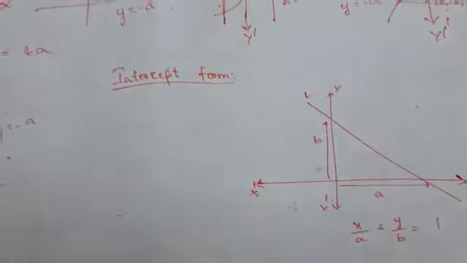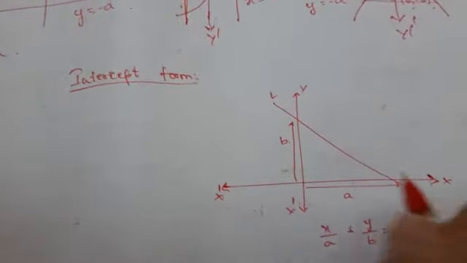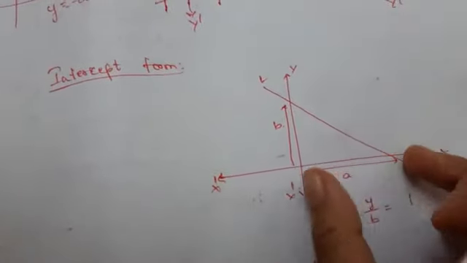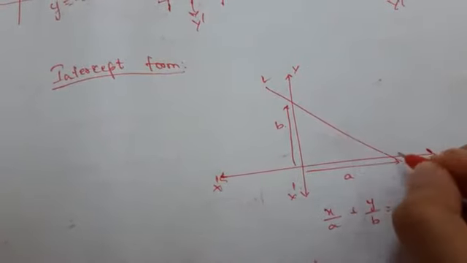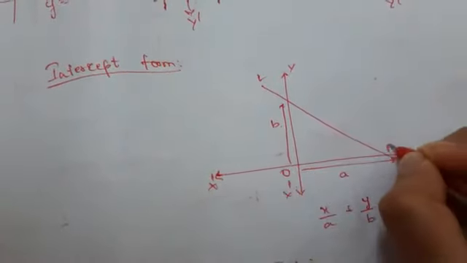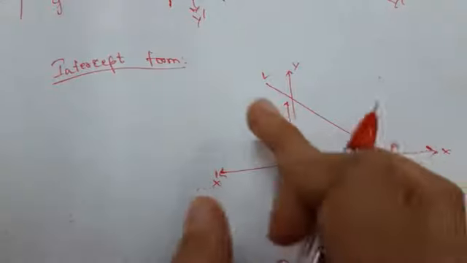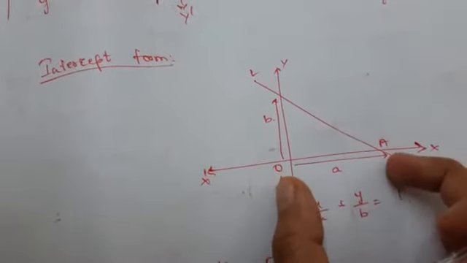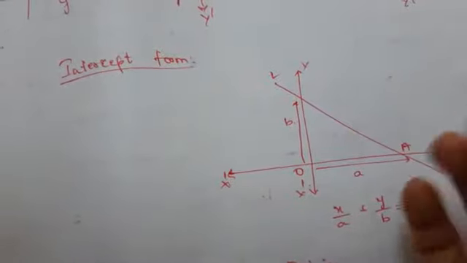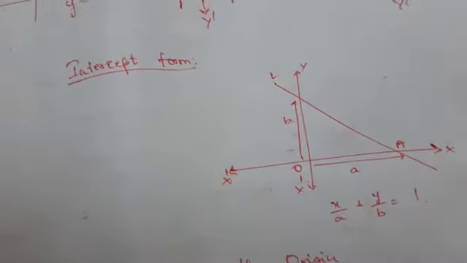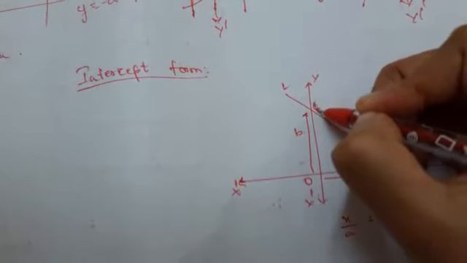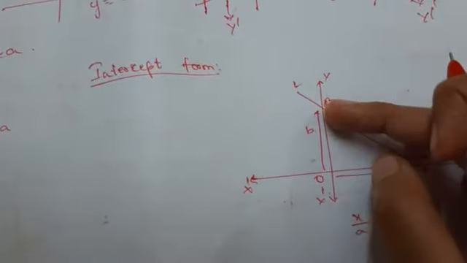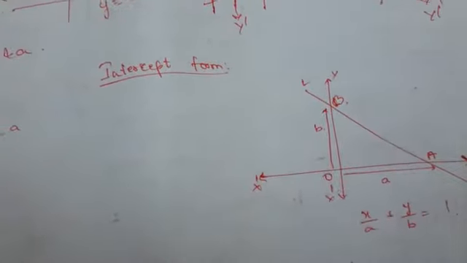The next is the intercept form. Suppose I consider a line L. If this line cuts the x-axis at a point A, and I call the origin O, then the length OA forms the x-intercept. If the same line cuts the y-axis at a point B, then the distance of that point from the origin forms the y-intercept.